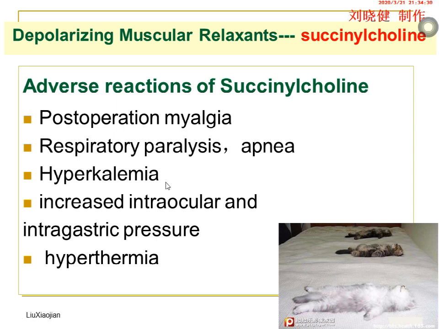It's relatively dangerous. And in some patients, because this drug induces relatively rapid contraction of extravascular muscles, it can increase intraocular pressure. Yeah, some patients may have increased intragastric pressure. And only a few patients may also have hyperthermia. This may be related to heredity.